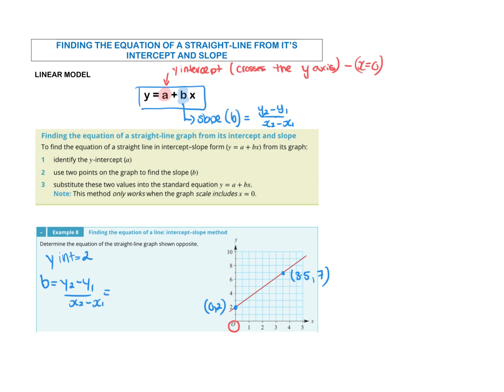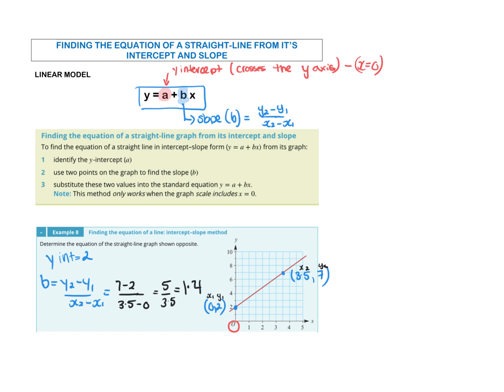I'm going to call this first one point 1 and this second one point 2. So I'm going to have 7 minus 2 over 3.5 minus 0. Okay, so I end up with 5 over 3.5. So you can just pop that in on your calculator. And what does that equal? If I do 5 divided by 3.5, I'm going to round it to 1.4. So we've got the B value.